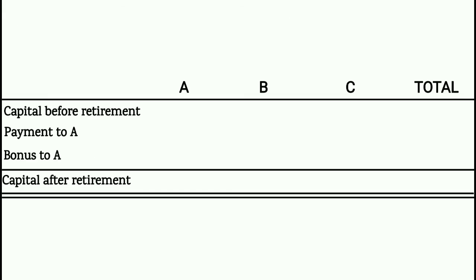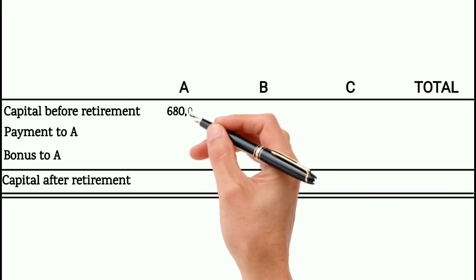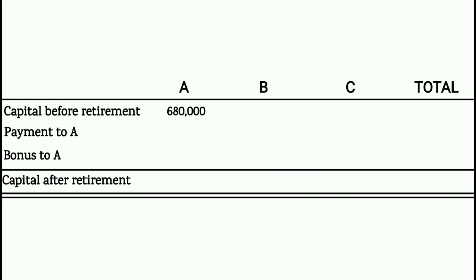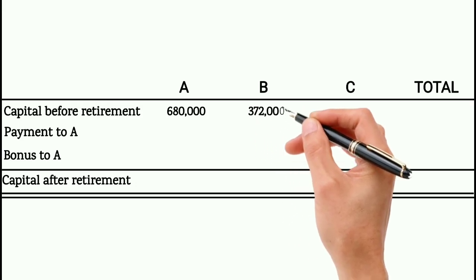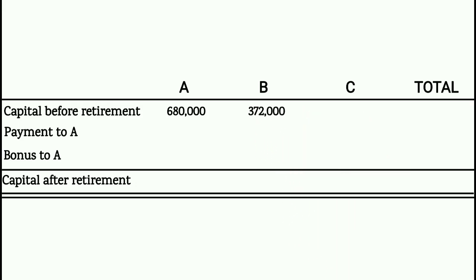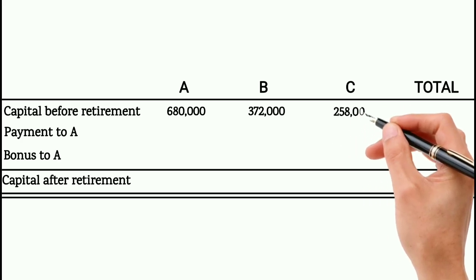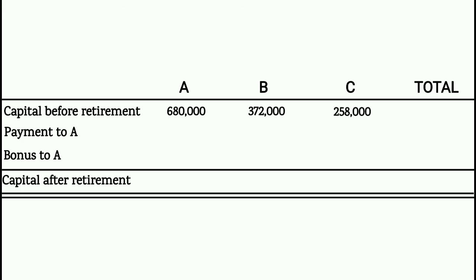I-compute naman natin yung capital balances ng partners after A's retirement. Ang capital ni A before retirement ay 680,000 pesos. Ang capital ni B before retirement ay 372,000 pesos. At ang capital ni C before retirement ay 258,000 pesos. All in all, the total capital before retirement is 1,310,000 pesos.